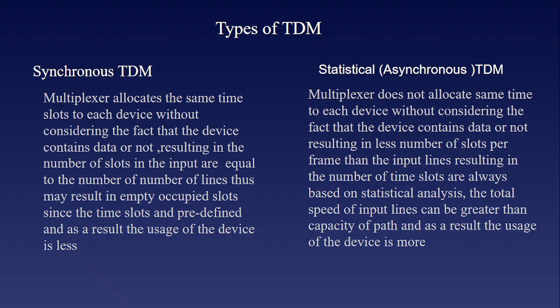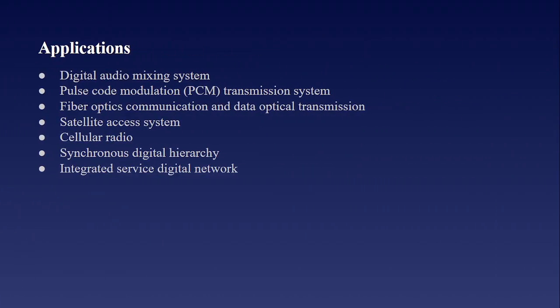While statistical or asynchronous TDM does not allocate the same time to each device regardless of whether the device contains data or not, resulting in fewer slots per frame than the input lines, with the number of time slots always based on statistical analysis. Thus, the total speed of the input can be greater than the capacity of the path, and as a result the usage of the device is more. Some of the applications are in digital audio mixing systems, cellular radio, satellite access systems, and more.